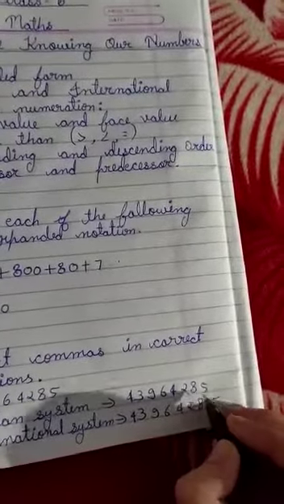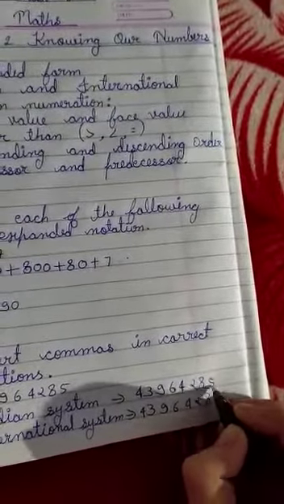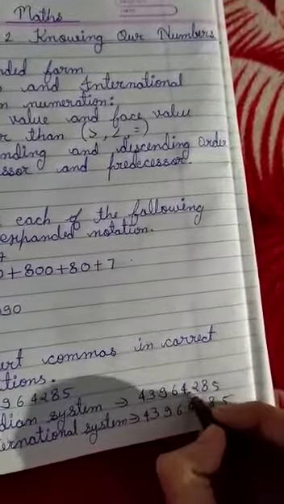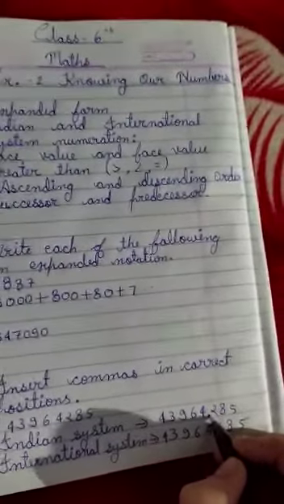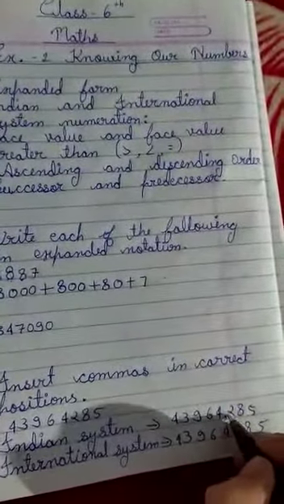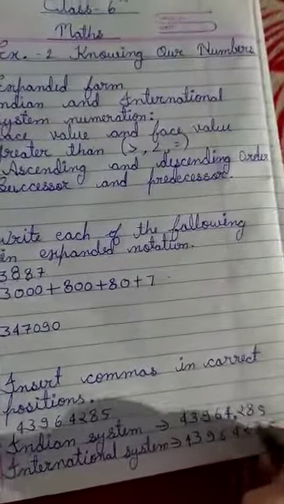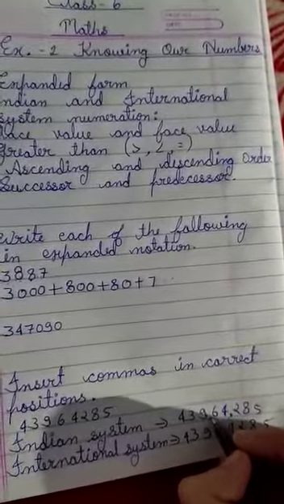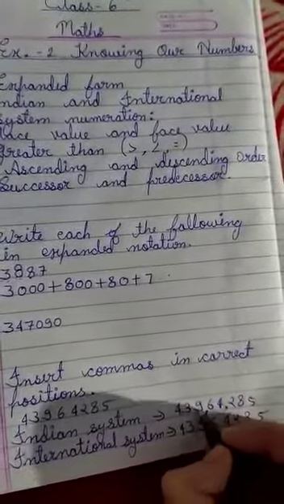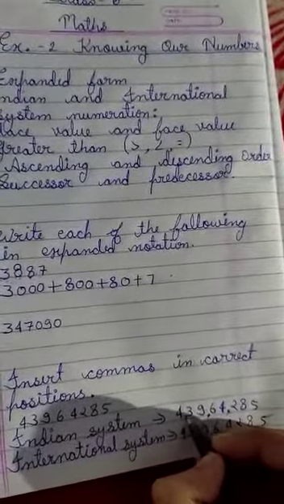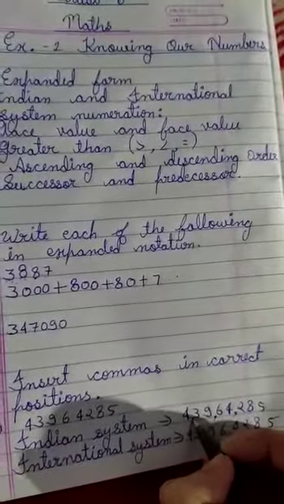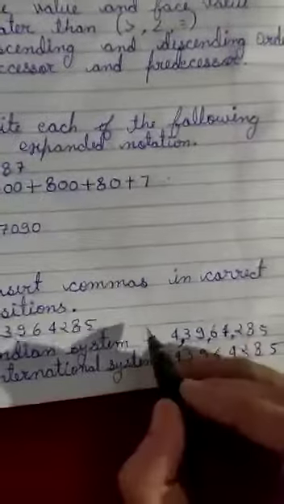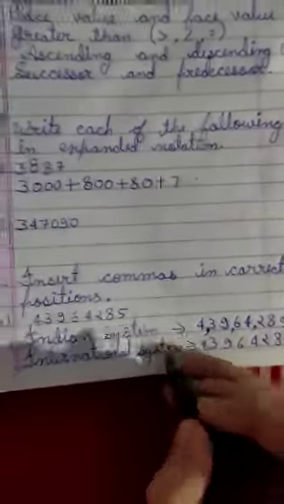In the Indian system we first have a period of 3 digits, ones, tens and hundreds, and put a comma here, and after the 3-digit period we have 2-digit periods. So ones, tens, hundreds, thousand and 10,000. In our third period we have lakh and 10 lakh. So we put a comma after the second digit. The left numbers are crore and 10 crore.